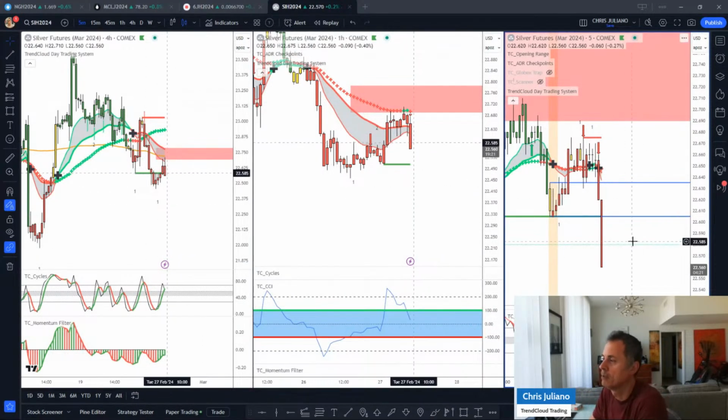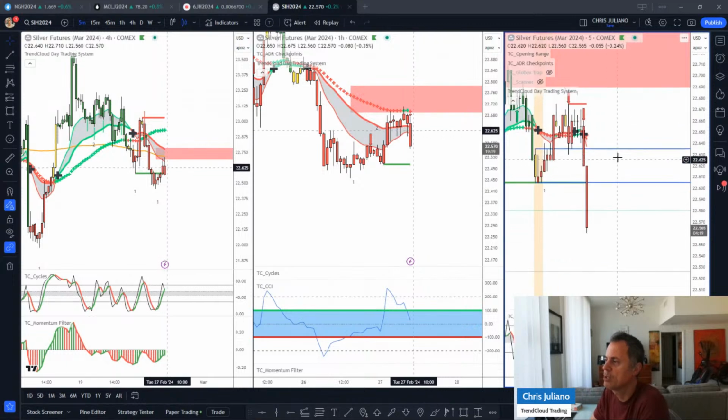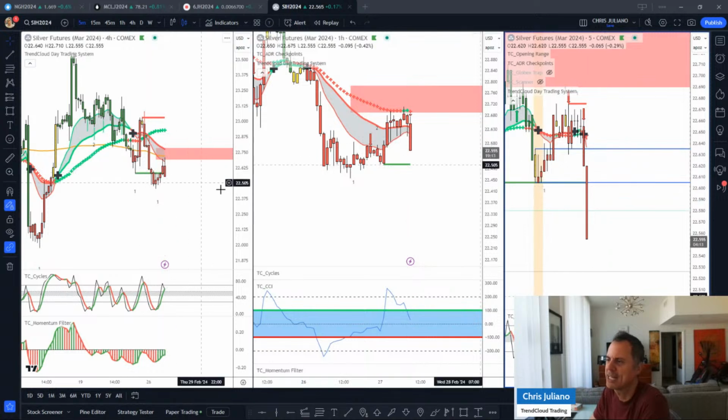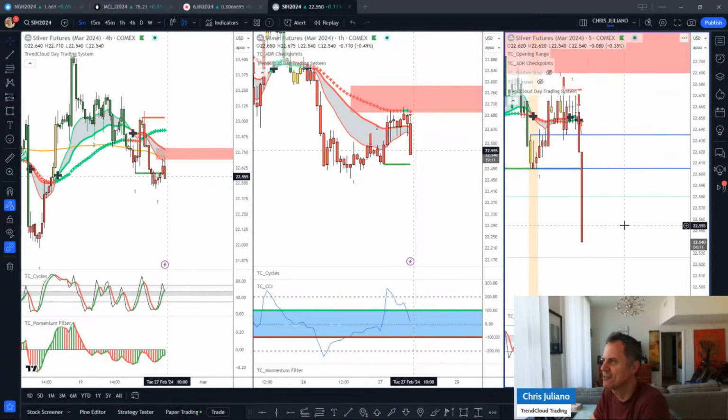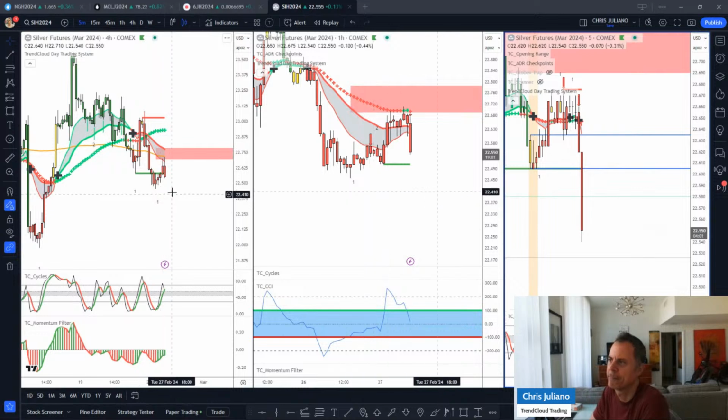Wow. We could never have predicted that, right? Ripping out, breaking out to the downside. Look at silver take off. Look at this. What the heck? Break into the downside in this uptrend or upward momentum.